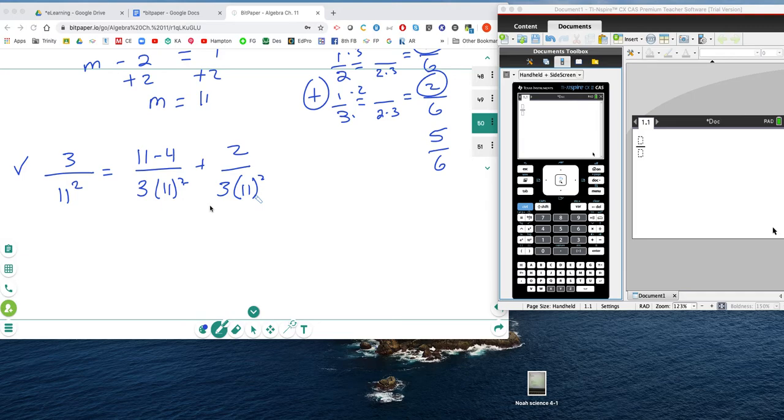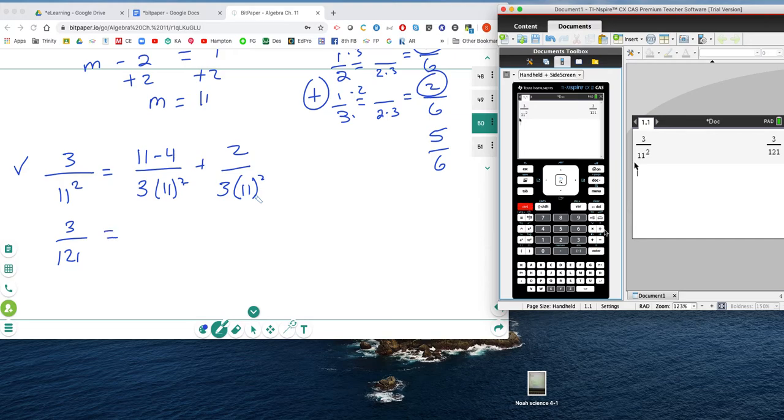Now I'm going to go to my calculator and I'm going to put in 3 and 11 squared is going to give me 3 over 121.